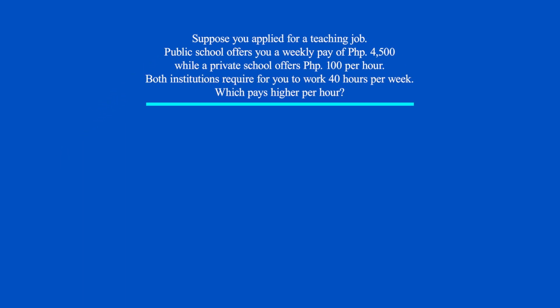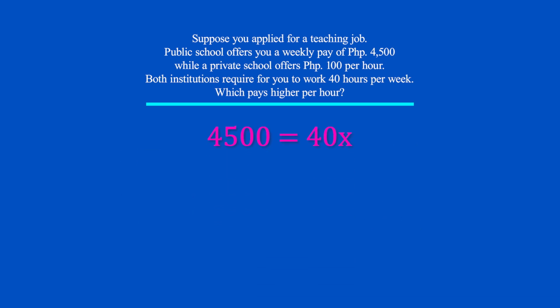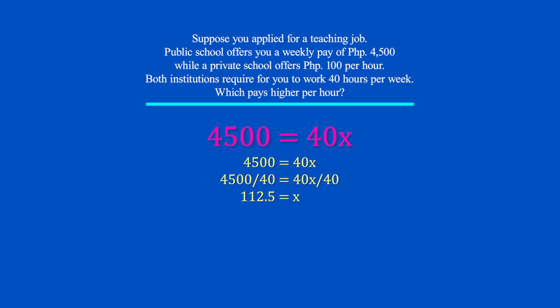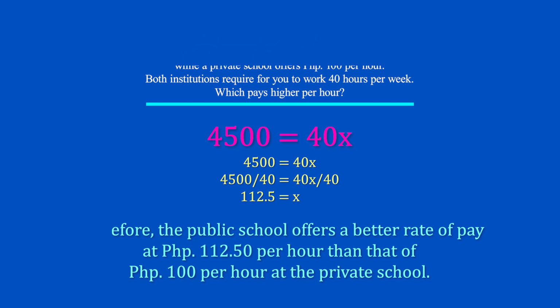Let us assign x as the rate per hour of the public school. Therefore, we can now have the equation 4,500 is equal to 40x. And solving for the value of x, we now get 112.5. Therefore, the public school offers a better rate of pay at 112.50 pesos per hour than that of 100 pesos per hour at the private school.